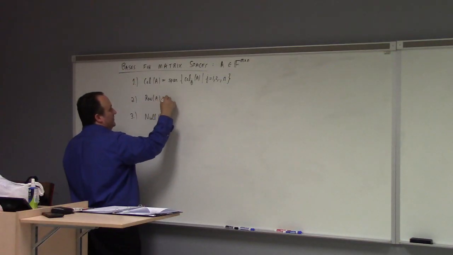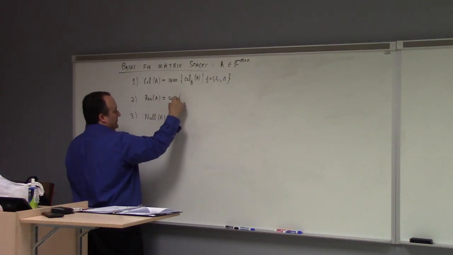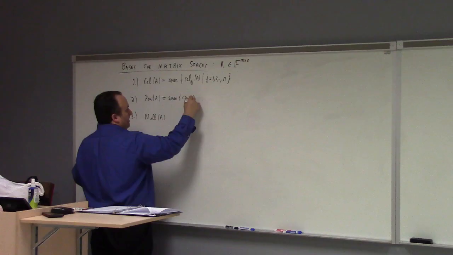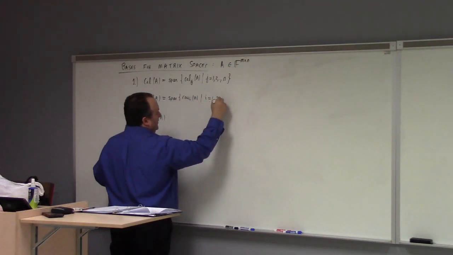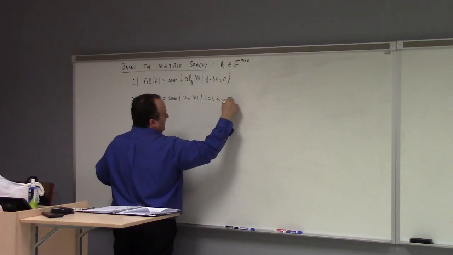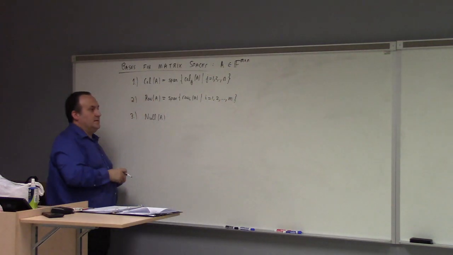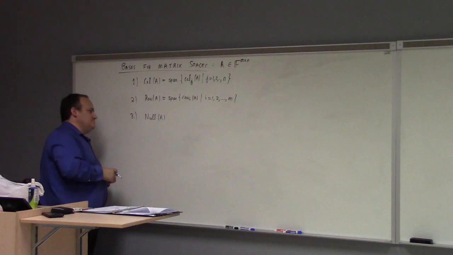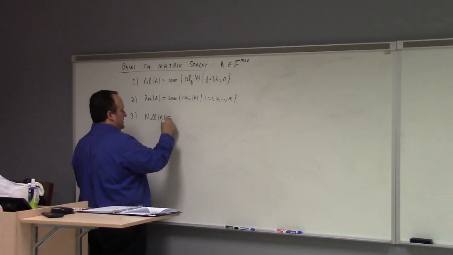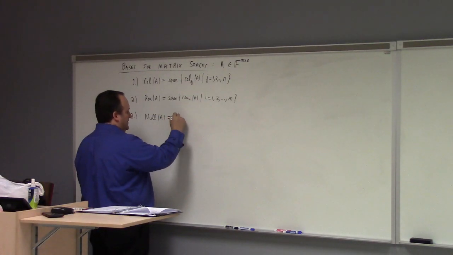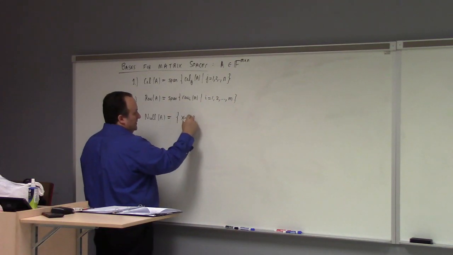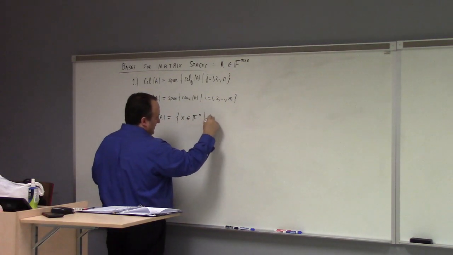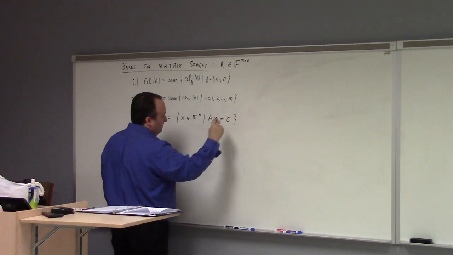And the row space is also, by definition, the span of the rows. There are m of these. M as in mommy. And the null space, well, this is not defined by a span, but it's defined by an equation. So this is x in F^n such that Ax equals 0.